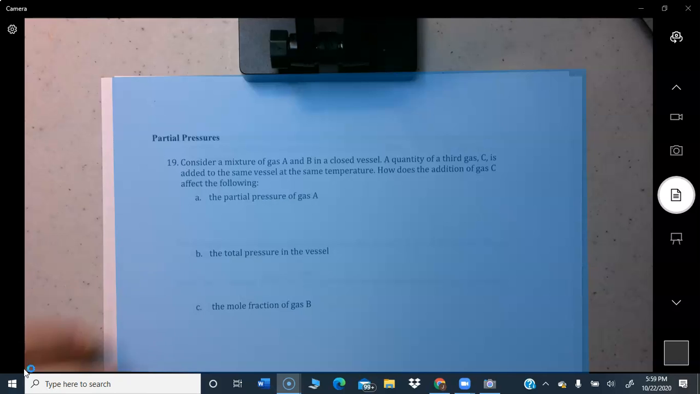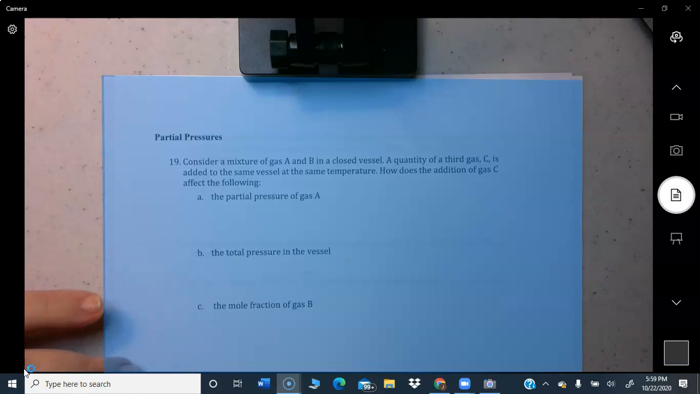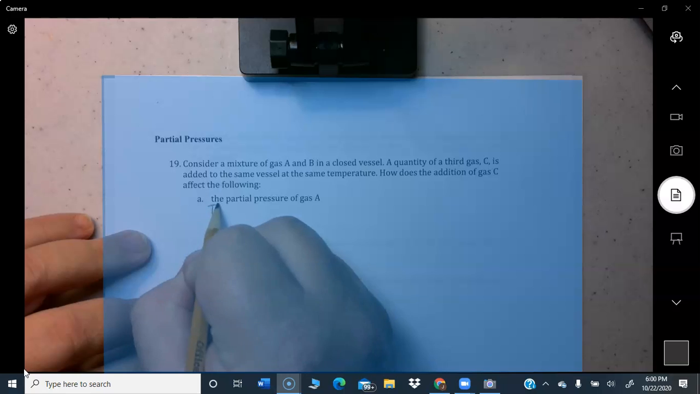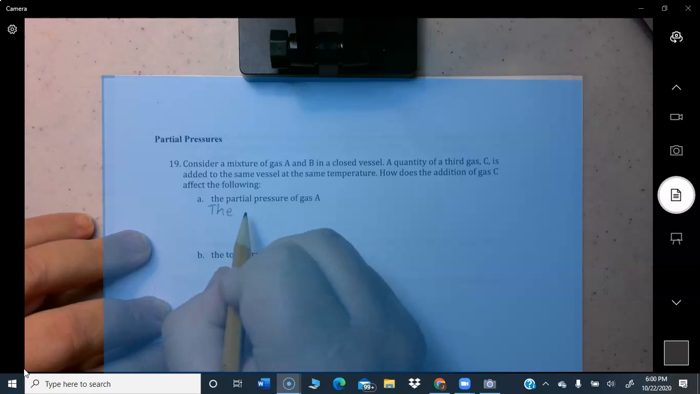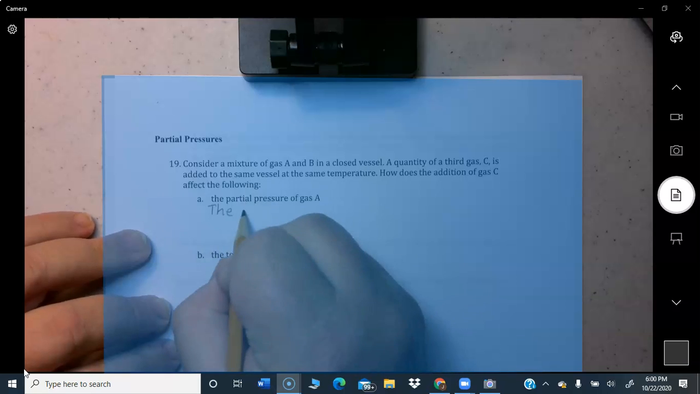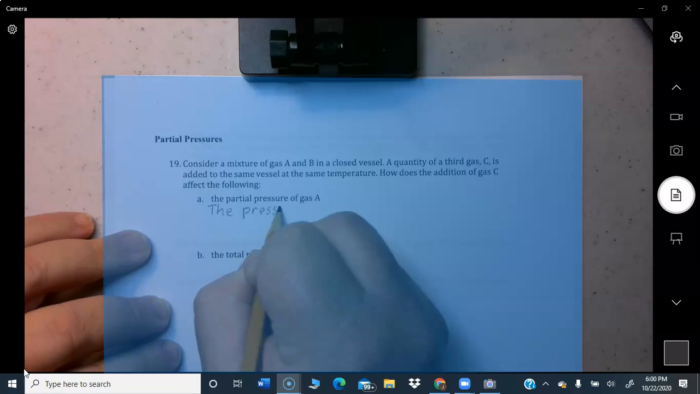Okay, 19. Consider a mixture of gas A and B in a closed vessel. The quantity of a third gas C is added to the same vessel at the same temperature. How does the addition of C affect the following? The partial pressure of A. Okay? So the answer is it doesn't affect the partial pressure of A. The partial pressure of A is what it is, whether there's other gases in there or not. Their pressures are independent of each other.